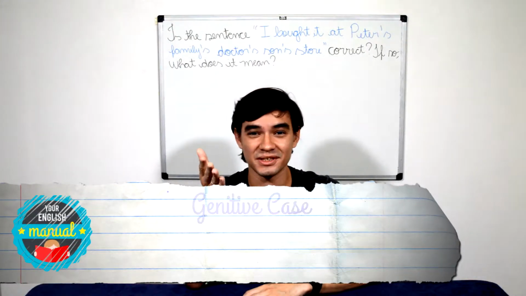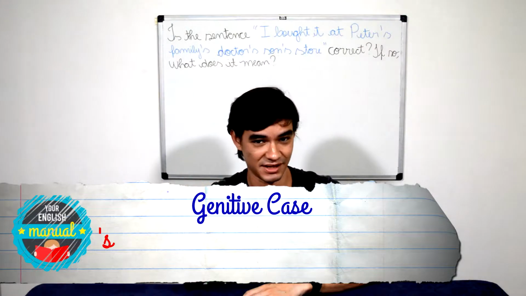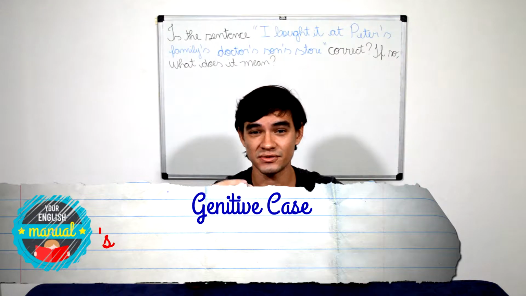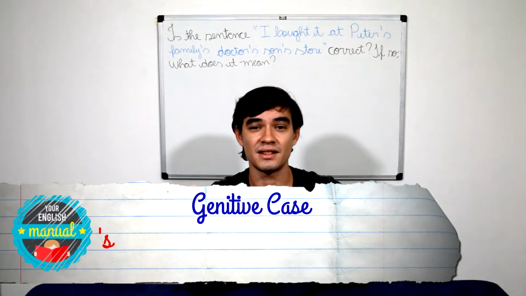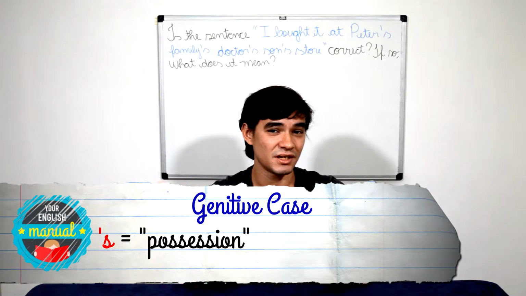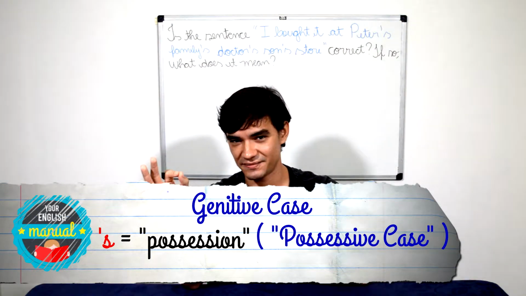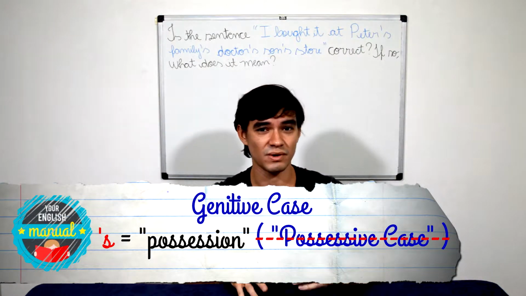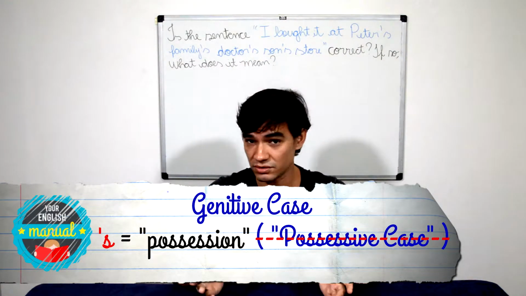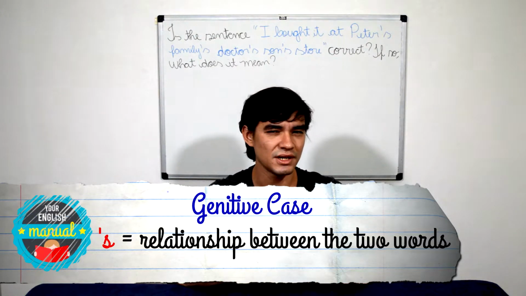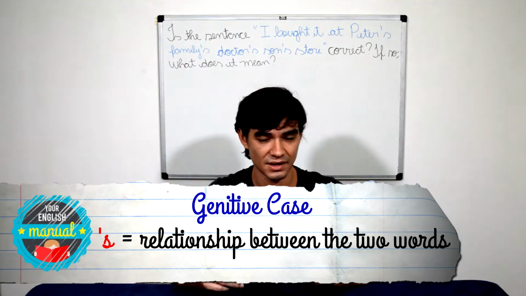People usually remember the genitive case because of the apostrophe s. It's almost certain. If you ask someone what the apostrophe s indicates in English, they will most likely respond to you, possession. That's why a lot of people call the genitive case the possessive case. But we prefer not to call it that because this apostrophe s will not necessarily indicate ownership. In fact, it indicates that there is some kind of relationship between the two words.